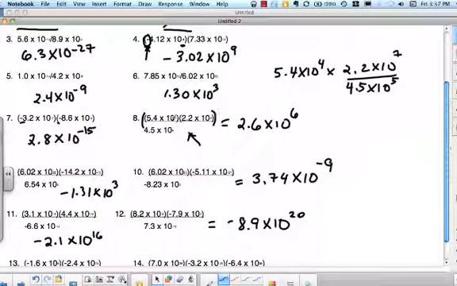Okay? Here I had this times a negative divided by a positive, so I knew that my answer was going to be negative. Here, this times a negative divided by a negative, so I knew that my answer was positive. This times this divided by a negative, answer is negative. And this times a negative divided by a positive, my answer is negative. So those are the answers through number 12. All right, and now I'm going to pause and finish up the answers for the rest.